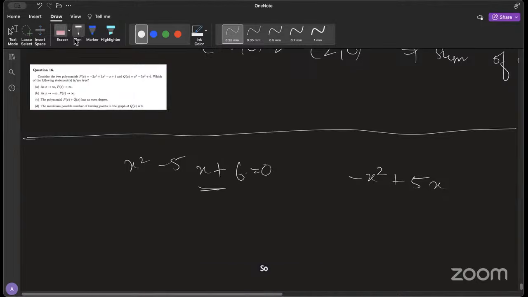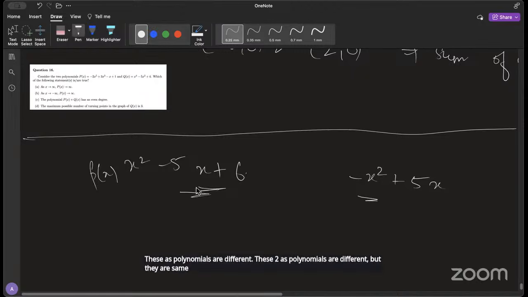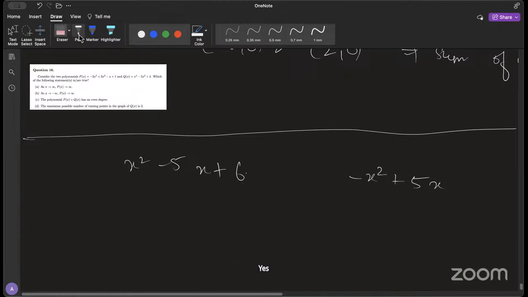What happens is usually these two polynomials are different, but they are the same as equations. In this case, the discriminant and roots will be the same. So if you are considering this, then these two are essentially the same equations.